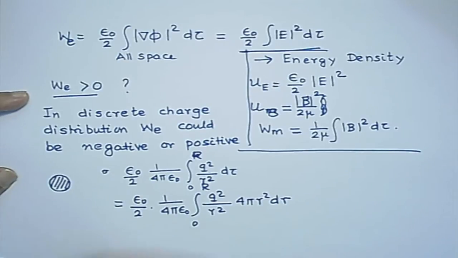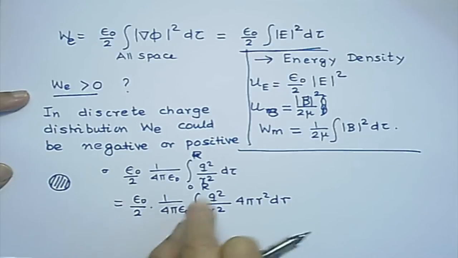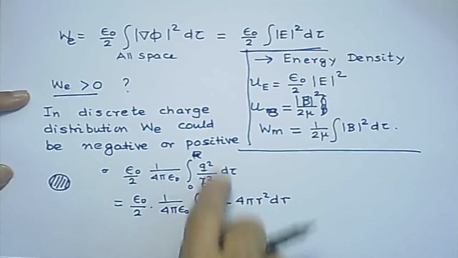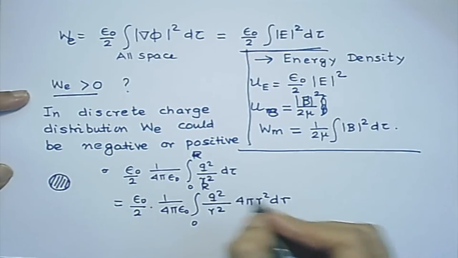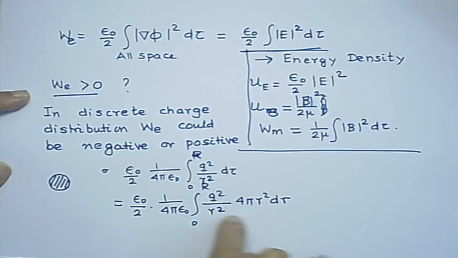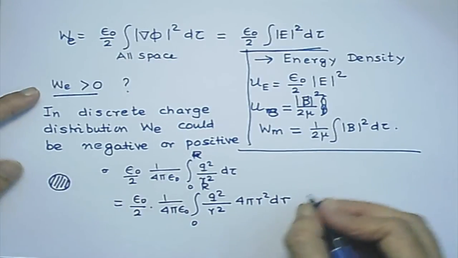So, this thing you can integrate it out, no problem, but the problem is, I have got this term itself, right? You are going to integrate q square by r square d tau, and if I take this, the energy that this contributes sort of blows up.